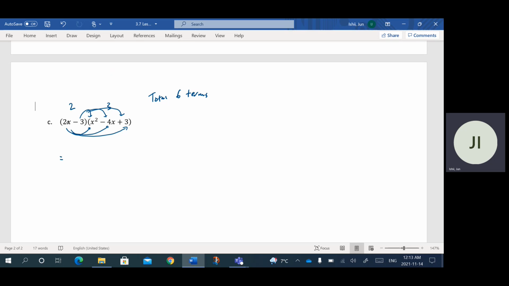All right, so if you follow this, we're going to multiply 2x with each one of these three here. So that's going to be 2x times x squared is 2x cubed. And then 2x times negative 4x is negative 8x squared. 2x times 3 is positive 6x. Okay, so we get these first three terms here, multiplying the 2x with each one of the terms in the second set of brackets.